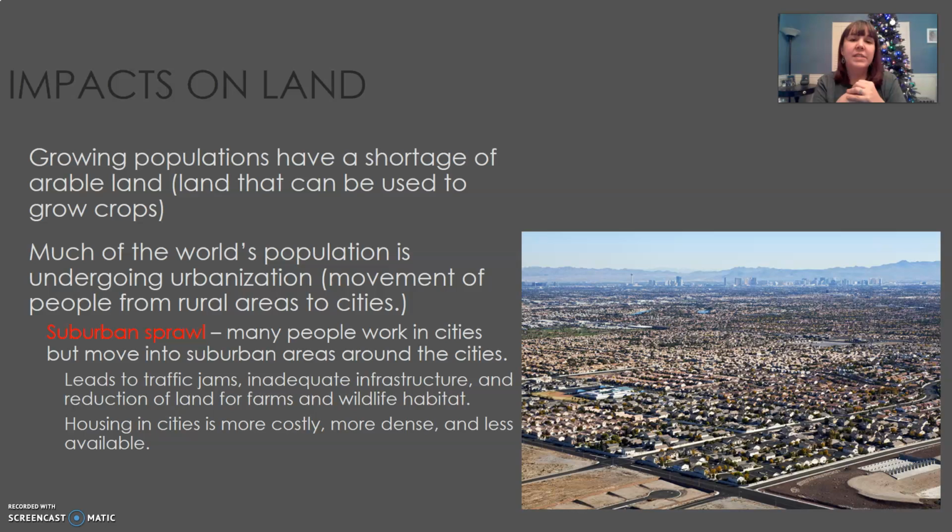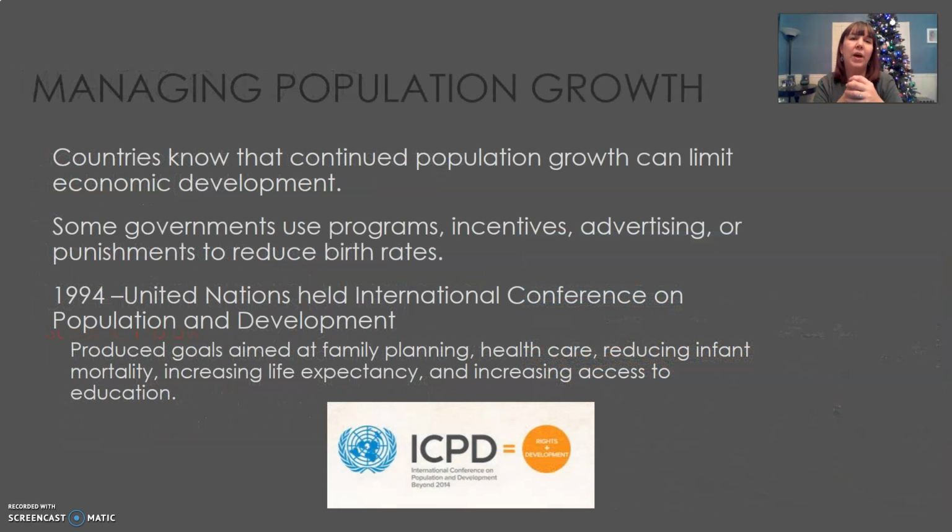We also notice a lot of suburban sprawl and industrialization as people work in cities and move into the areas around those cities. You can get traffic jams, inadequate infrastructure, reduction of habitat. Your housing in your cities is more costly and more dense. And so to answer this, we have groups that have gotten together and tried to limit population growth, either through incentives or educational advertising or even punishments, to work on declining birth rates.